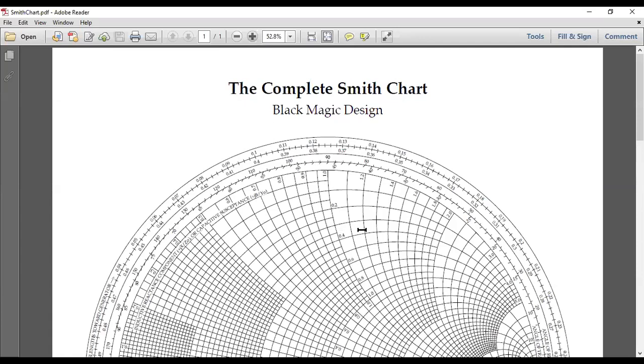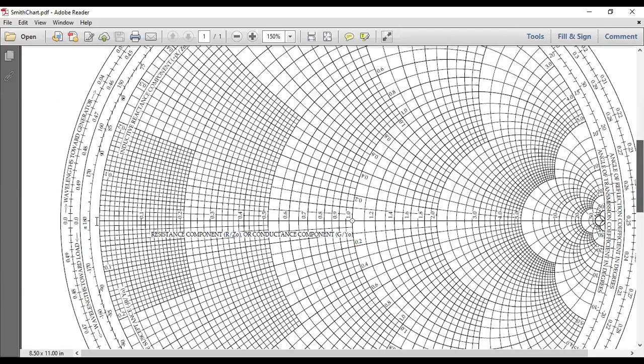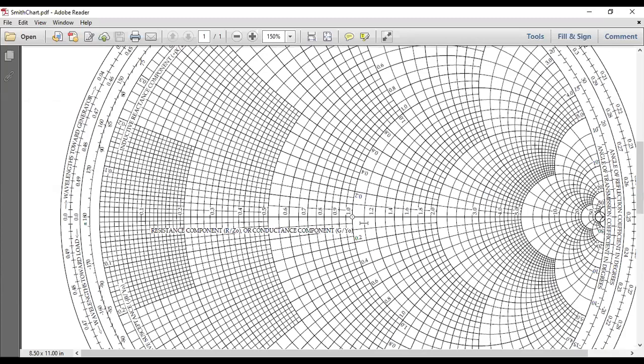So this is the center of the Smith chart. This is 1. Now 0 to 1, and 1 to infinity. Then you can see 1.2, 1.4, 1.6, 1.8, 2, 3, 4, 5, 10, 20, 50, and this end is infinity. This is the resistance value we are talking about. This end is infinity and this end is 0, and all these values are normalized values.